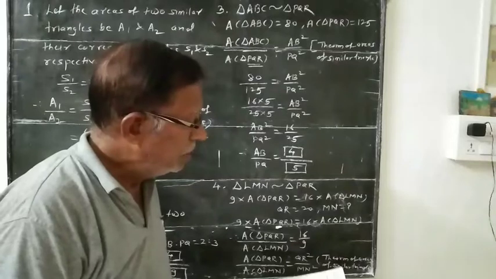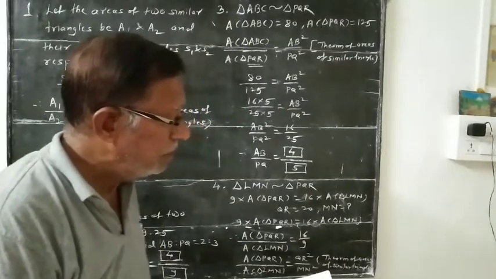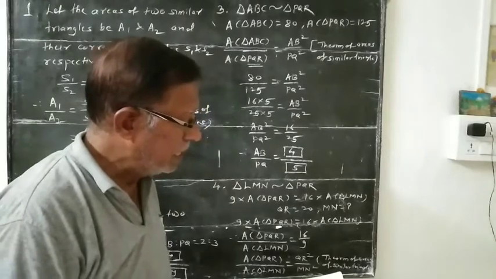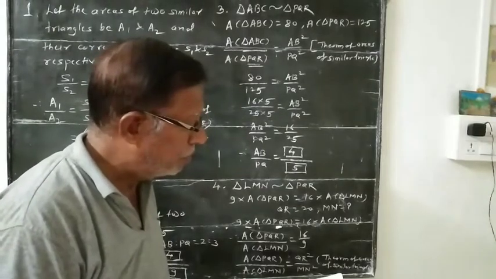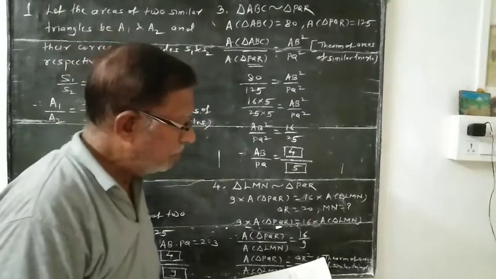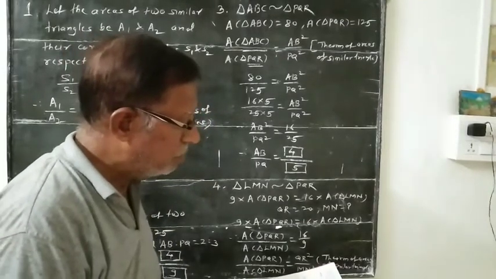So here the areas are given, 16 and 25. 16 upon 25 is equal to AB square upon PQ square. Then taking square roots of both sides, AB upon PQ is equal to 4 upon 5. The ratio of corresponding sides of two similar triangles is 2:5.